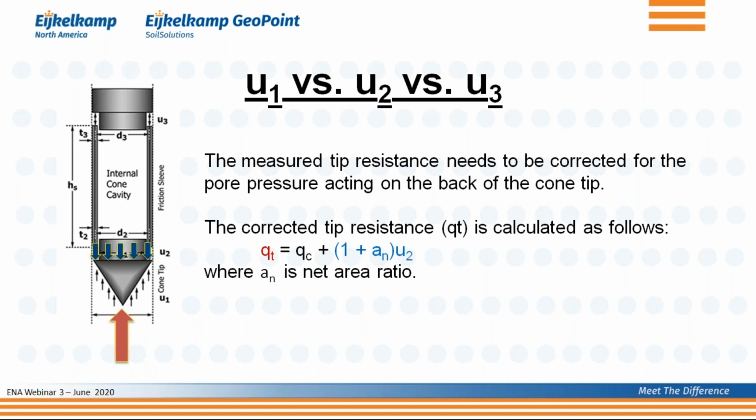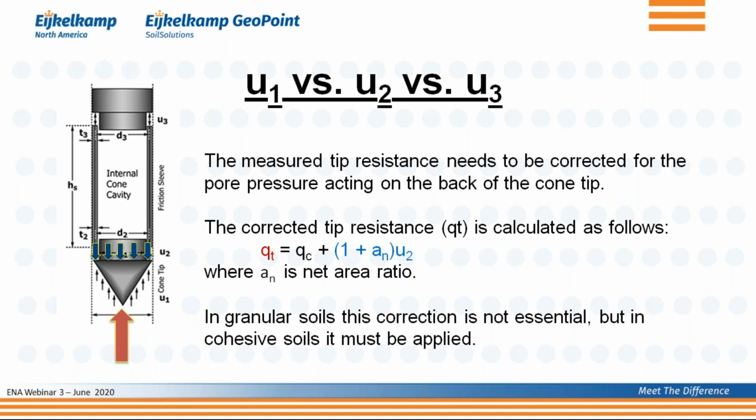And that's reflected in this equation. You are interested in the true, corrected tip resistance, but that is the measured tip resistance plus a correction that is based on the pore pressure at the back of the cone tip. And the pore pressure at the back of the cone tip is the pore pressure at the U2 position. So in order to do this correction, you need to know the pore pressure at the U2 position. That is why most cones are working with a filter at the U2 position, especially when you're working in cohesive soils.